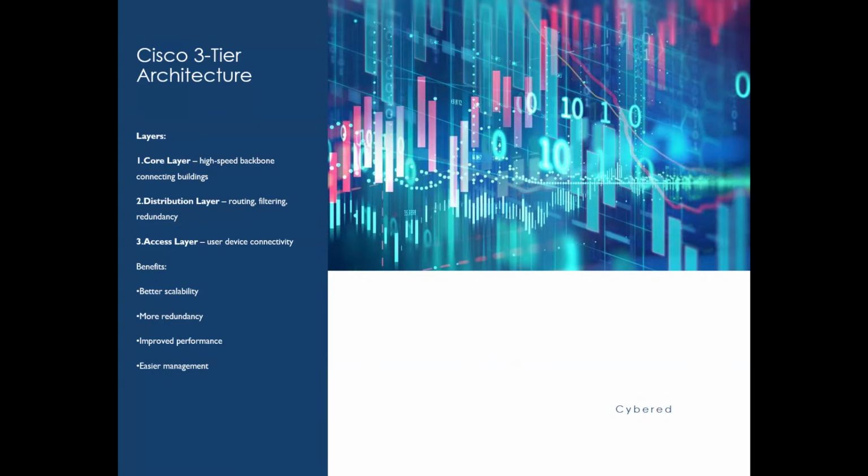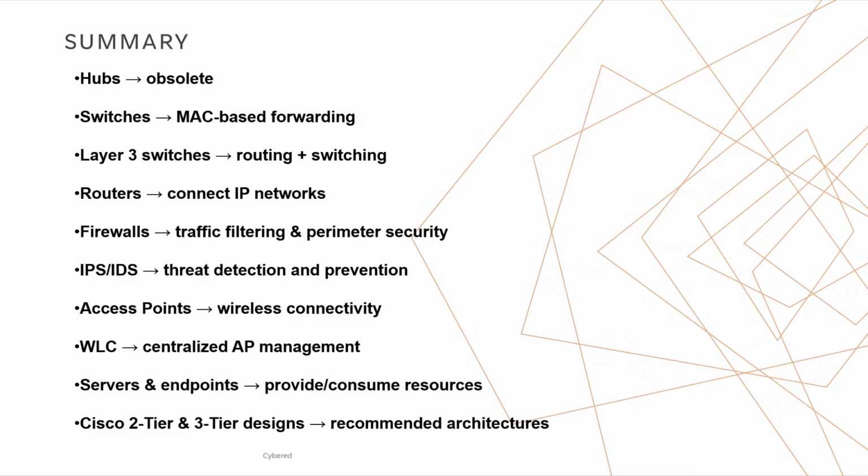The core links distribution switches from multiple buildings and connects to edge routers for WAN internet access. That's the end of chapter 1. We'll go through the summary.